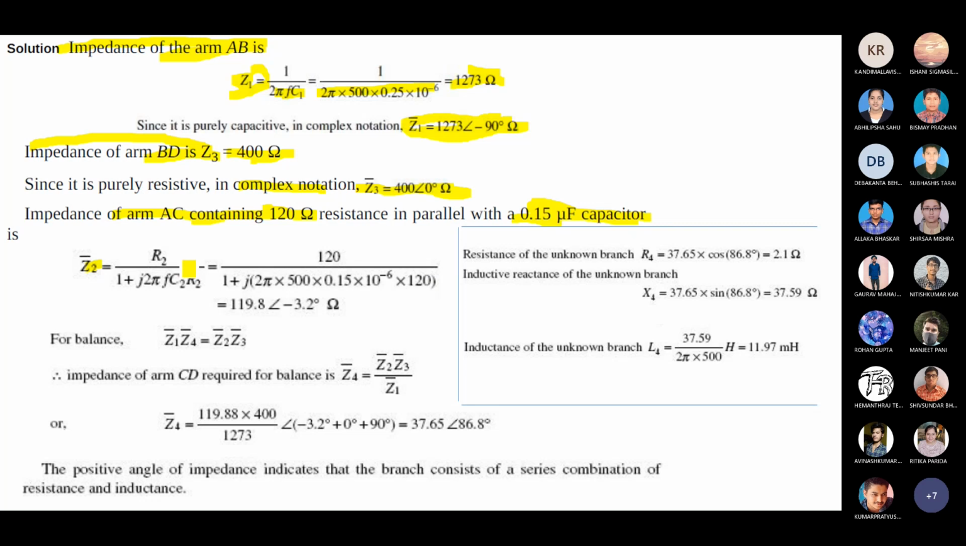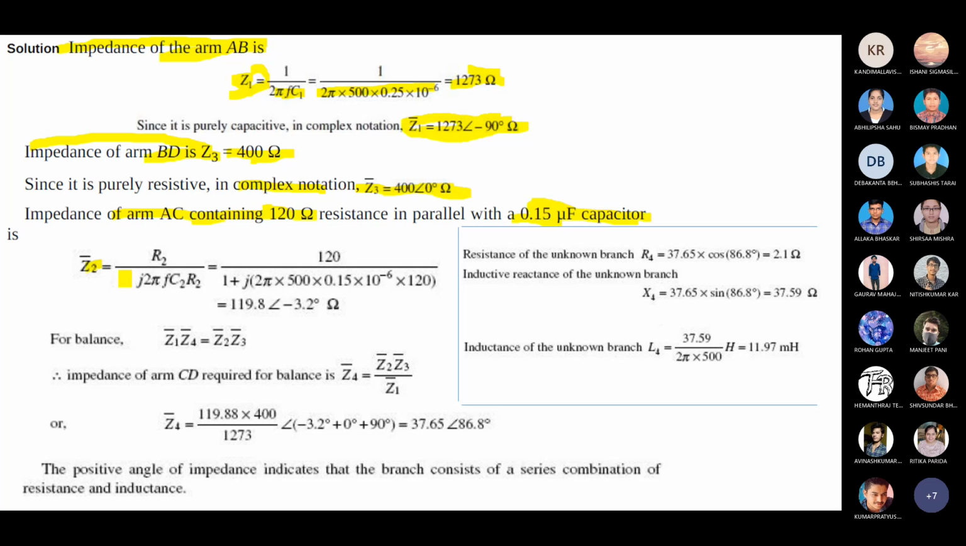R2 and XC are in parallel, so it is R2 into XC whole divided by R2 plus XC. If you simplify the equation, dividing XC from the numerator as well as the denominator, only the R2 portion remains in the numerator, and in the denominator R2 plus XC. So the value will be R2 divided by XC plus 1.